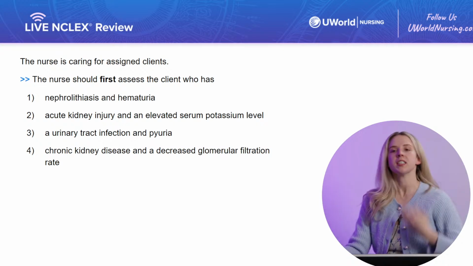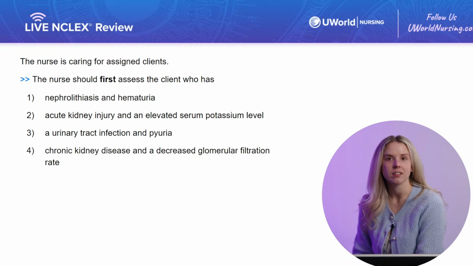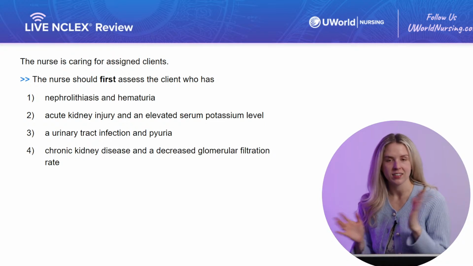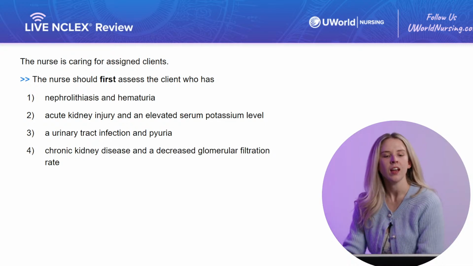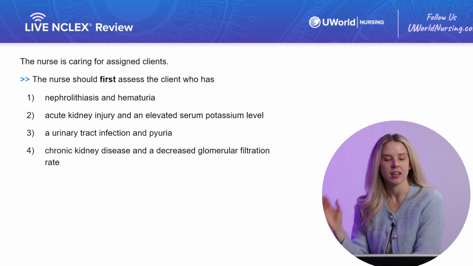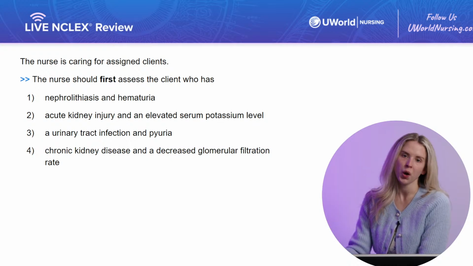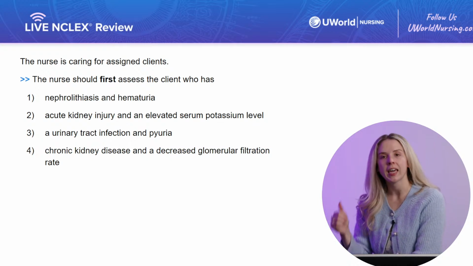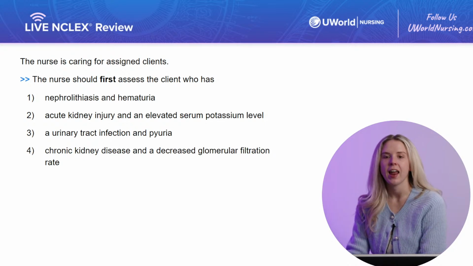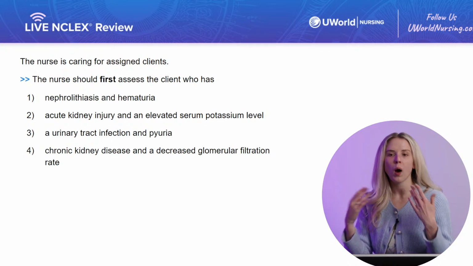Alrighty, and kind of a similar teaching point to the last one, but I see lots of answers coming in. Way to go, you guys. Thank you so much. We love to see everyone participates, but you guys are by and large absolutely correct. Way to go. So option 2 was our correct option, AKI or acute kidney injury and an elevated serum potassium level. So why is this correct?